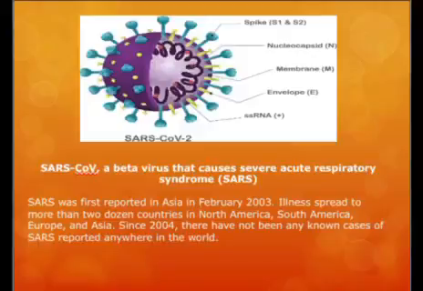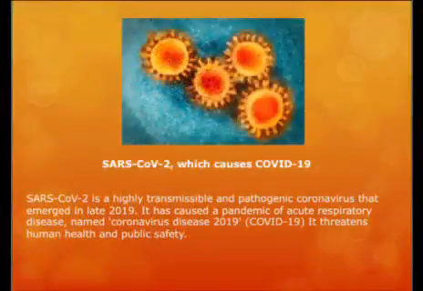SARS coronavirus, a beta virus that causes severe acute respiratory syndrome, or what we know as SARS. SARS was first reported in Asia in February 2003. The illness spread to more than 24 countries in North America, South America, Europe, and Asia. Since 2004, there have not been any cases of SARS reported anywhere in the world.